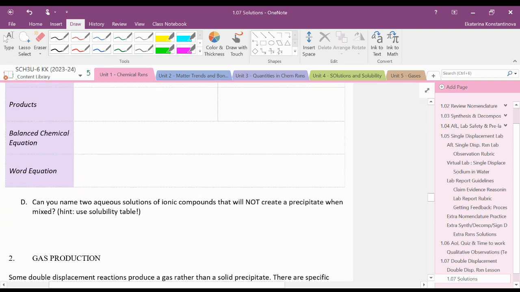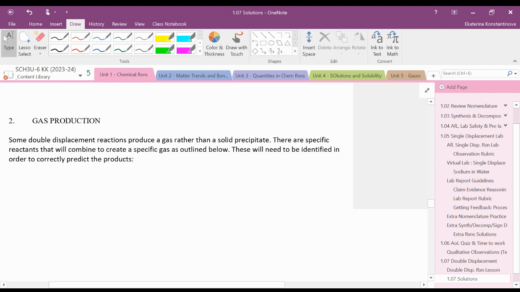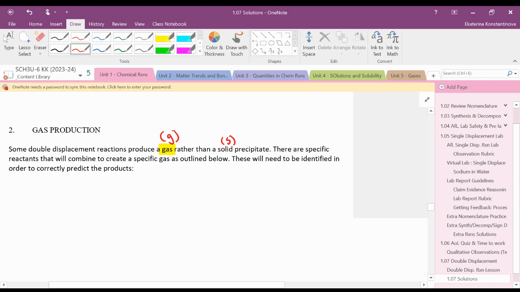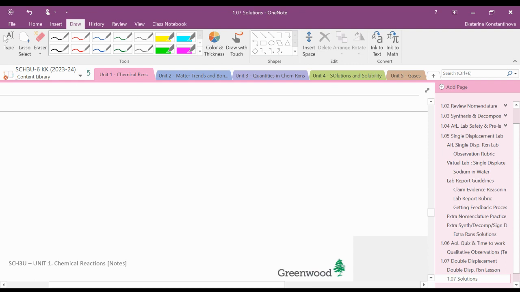Okay, now another part we have not talked about is gas production. So this is a type of double displacement. More specifically, there's gas produced. So some double displacement reactions will produce a gas, right? So our state is G rather than a solid precipitate, right? There are specific reactants that will combine to create a specific gas as outlined below. These will need to be identified in order to correctly predict the products.